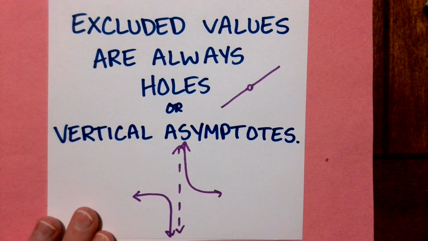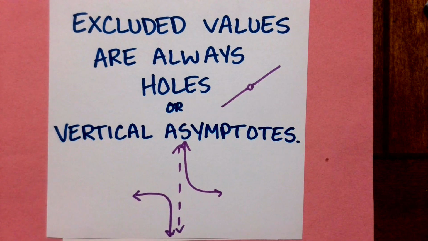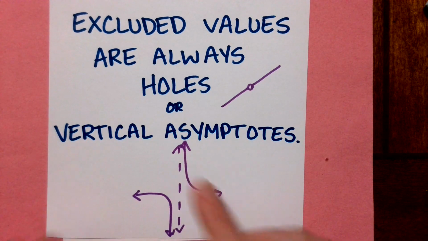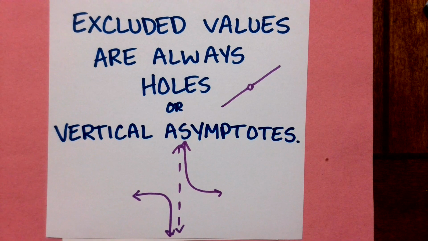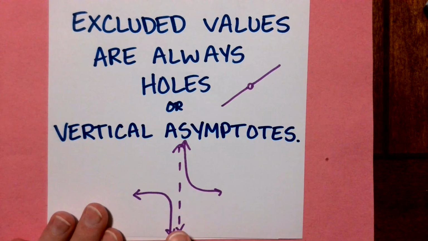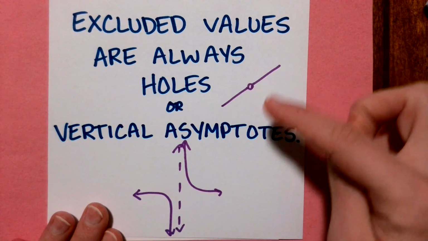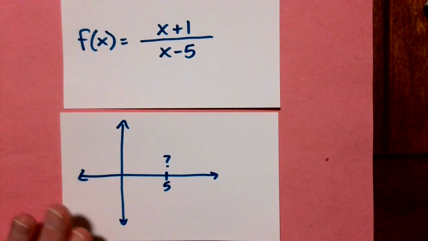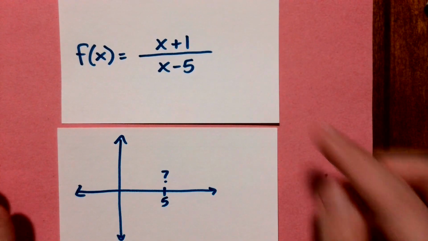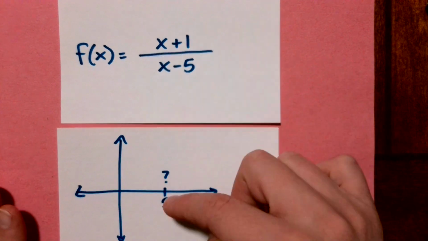Or we can have a vertical asymptote, which is just a guide for our function, that it is going to be to the left and the right of our vertical asymptote, but it's going to serve as just a guide that it will avoid that value, in this case at x equals 5. It will avoid 5. Okay, so every single time we have an excluded value, it has to be a hole or a vertical asymptote.